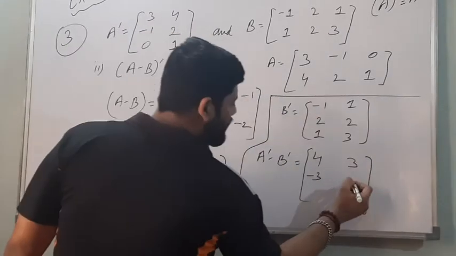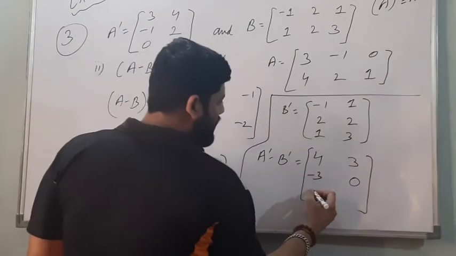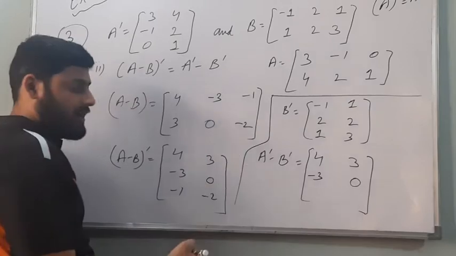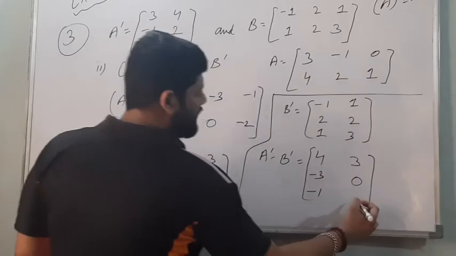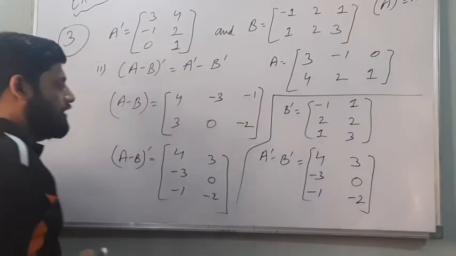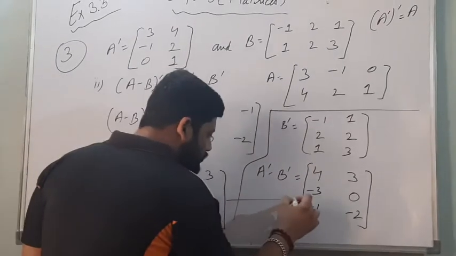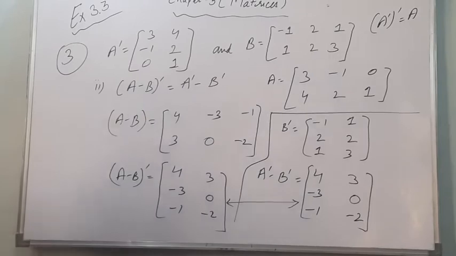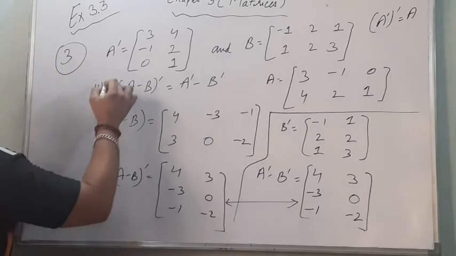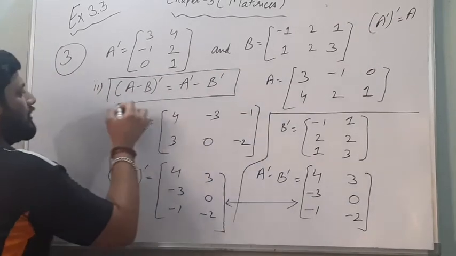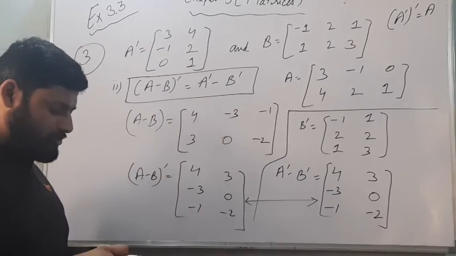2 - 2 is 0. 0 minus 1 is -1. Here we will get -1 and 1 - 3 is -2. So we have got A transpose minus B transpose. Now we can clearly see that these two matrices are equal, it is the same matrix. So now we can say that this relation, what is this relation, is absolutely right. Okay, is that clear? So this is the end of question number 3.